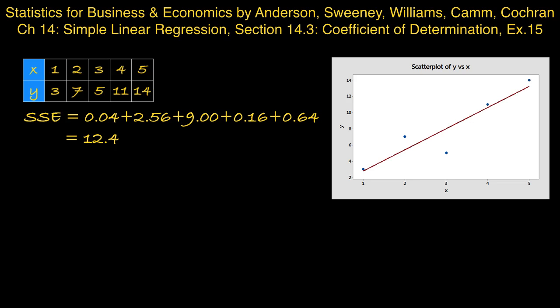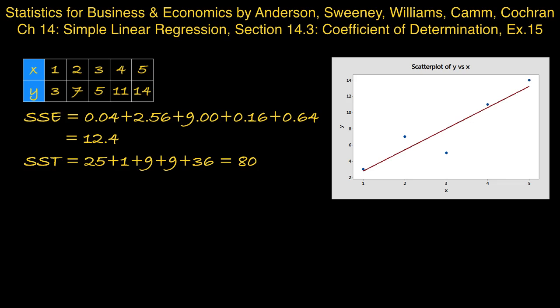The next point along, when x equals 2 and y equals 7, lies above the regression line, and if we calculate the vertical distance between that point and the regression line and then square that vertical distance, we get 2.56. Then the next point lies below the regression line. If we look at the vertical distance between the point and the line and then square that vertical distance, we get 9, and so on for the other 2 points. And then when we add up those squared differences, we get 12.4.